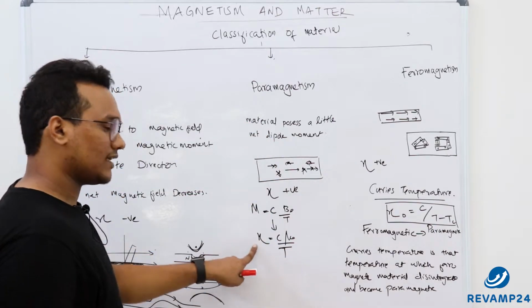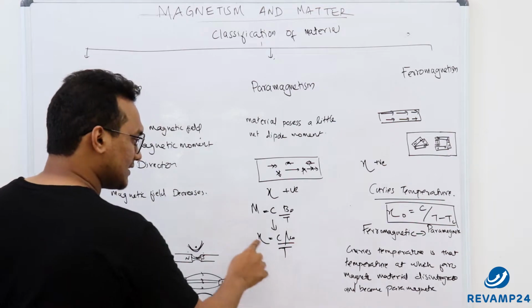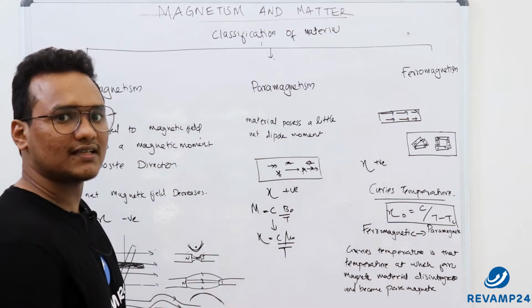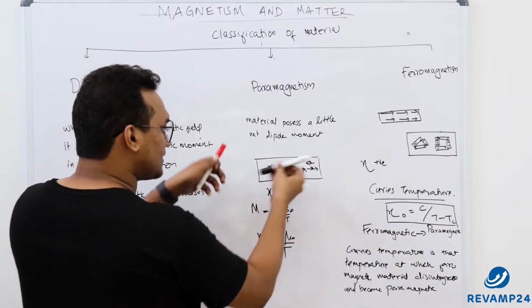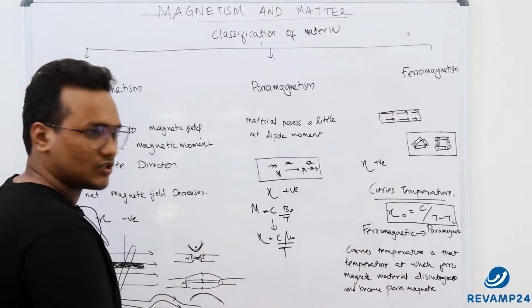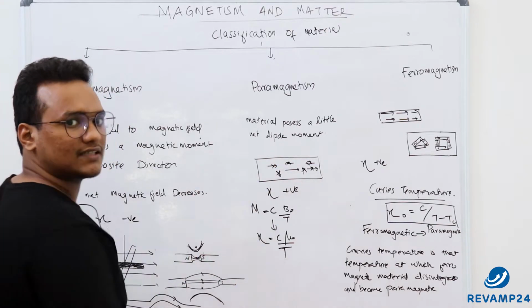So this can be connected with susceptibility. What will happen? Susceptibility decreases when temperature increases. And what is the reason for this? When temperature increases, these dipoles will get higher energy, so they will randomly move at their positions.